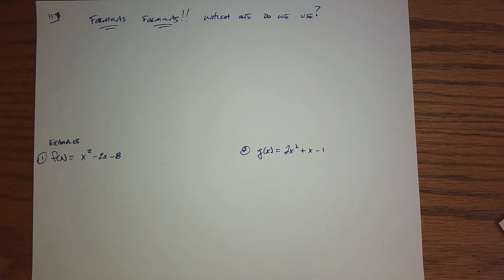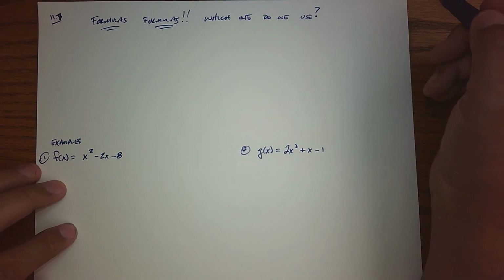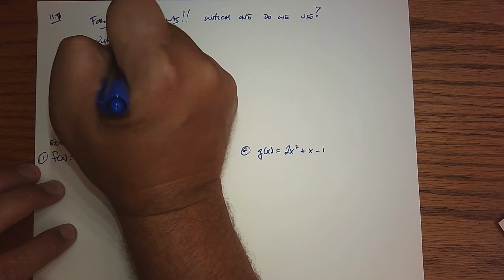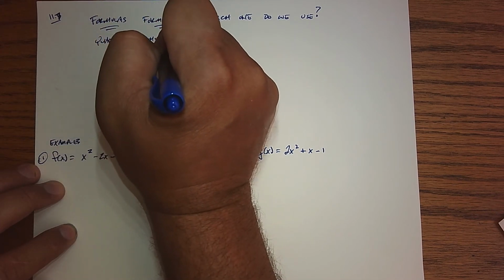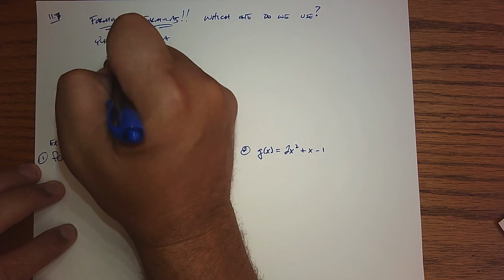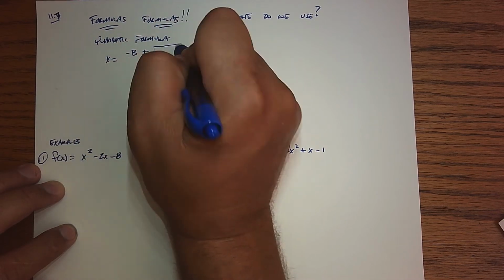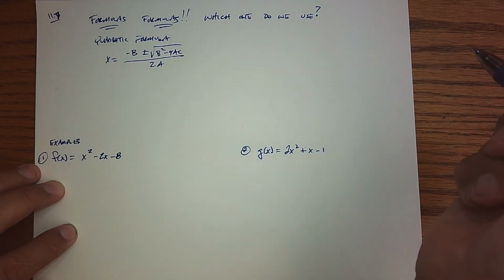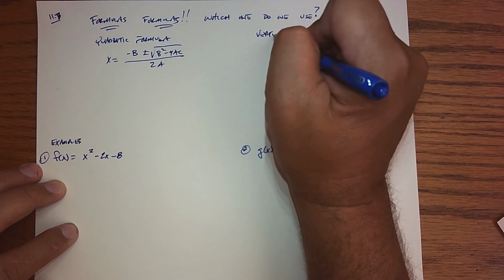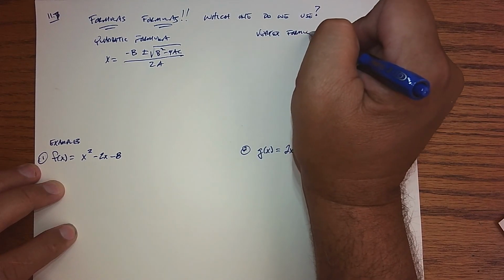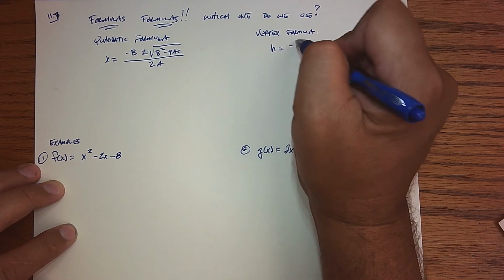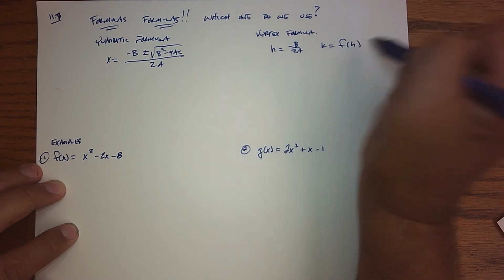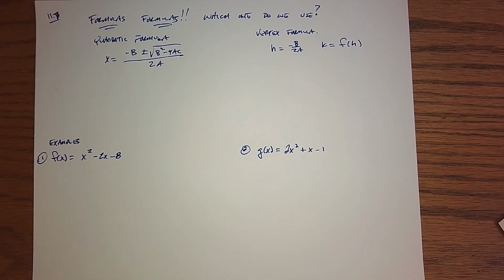But wrapping up our section, at this point we have two formulas, right? We've got the quadratic formula, that basically tells us that x is negative b plus or minus the square root of b squared minus 4ac, all over 2a. And we have a vertex formula. This is what we just created in this new section. That basically is my h is negative b over 2a, and my k is f of whatever that h is. All right, so we have two different formulas.